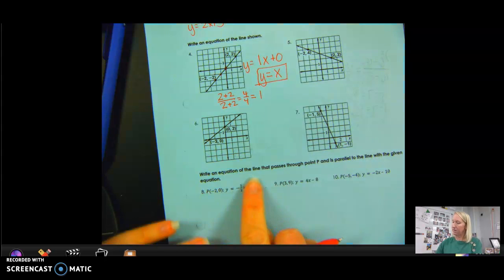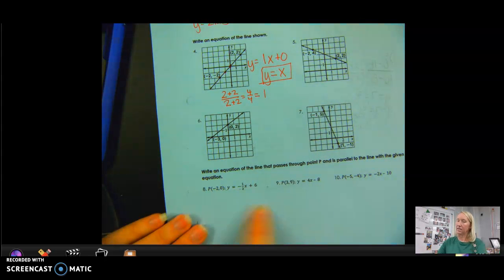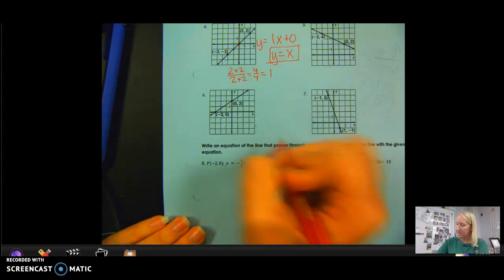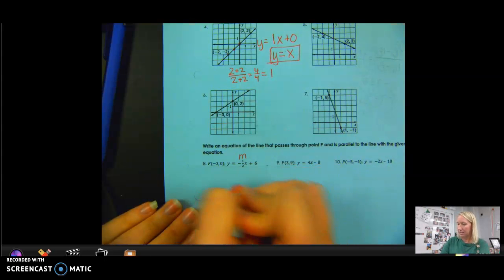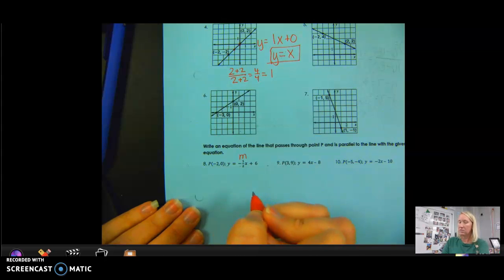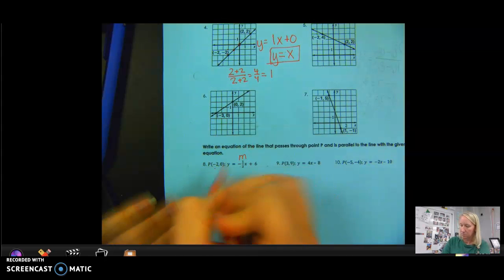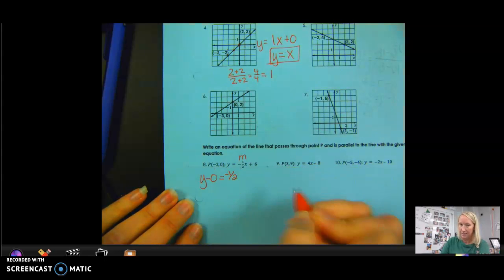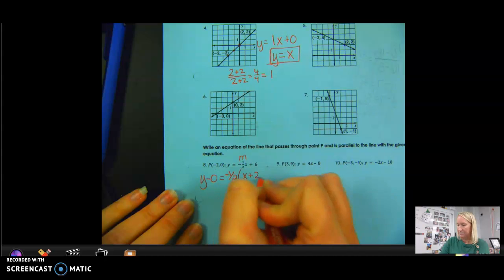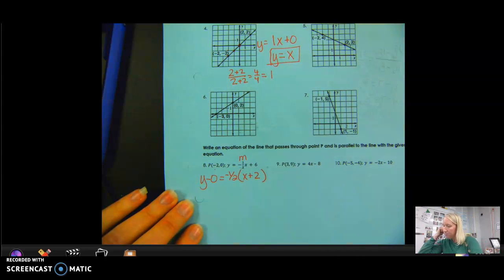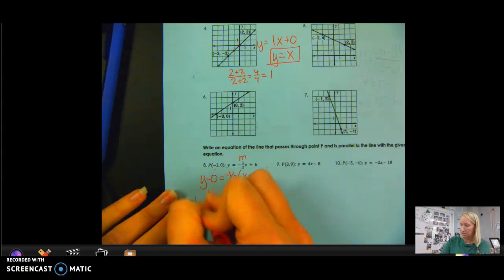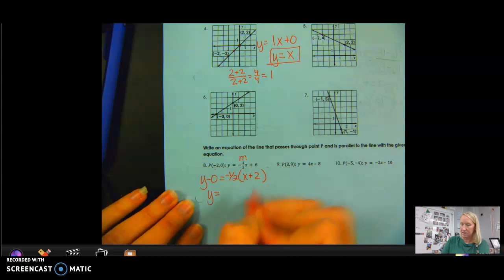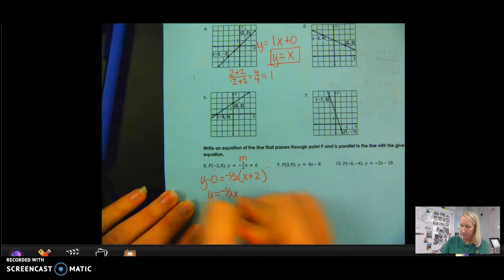Write an equation of a line that passes through point P and parallel to the given line. Okay, so if it's parallel to this given line, then it has the same slope. So the slope would be negative 1/2. So what I'm going to do is put in point slope because we have a point and we have a slope. So I'm going to do y minus y equals my slope, parallel, so same exact slope, x minus x. We're going to write the equation in slope-intercept form because that's typically what we see. So y equals, because that negative 0 doesn't do anything, negative 1/2 x minus half of 2 is 1.